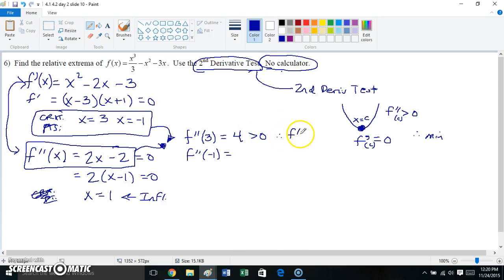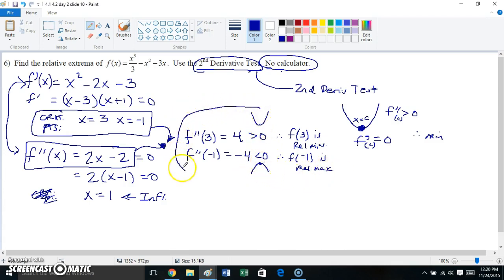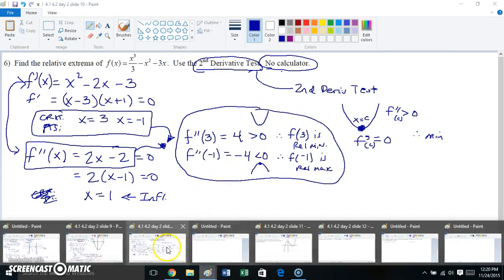Therefore, f of 3 is, that's concave up, a relative min. Okay. F double prime of -1 is going to be -4, which is less than 0. Therefore, f of -1 is a relative max because the graph is concave down. Okay. All right, moving on.